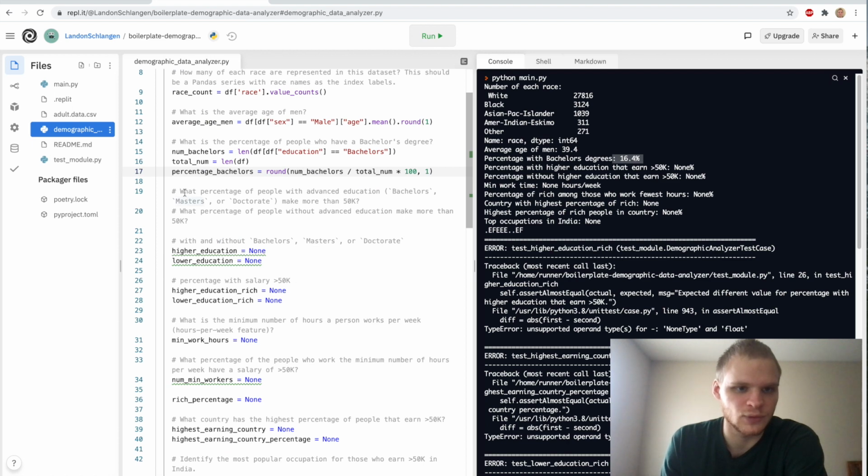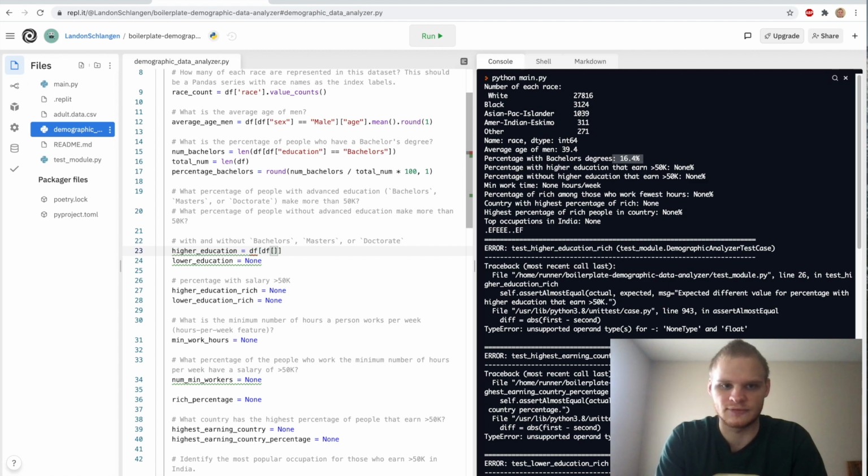Next up, we have to find what percentage of people with advanced education make more than 50,000. And then what percentage of people without advanced education make more than 50,000. So this is a cool way to do this. We go into the data frame and we find the series of education.